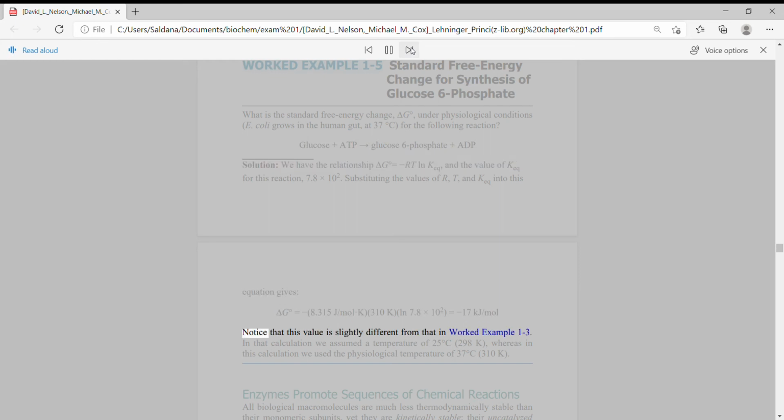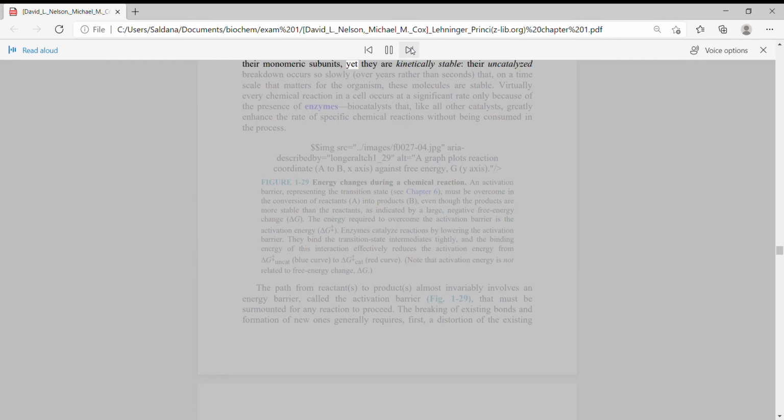Notice, enzymes promote sequences of chemical reactions. All biological macromolecules are much less thermodynamically stable than their monomeric subunits, yet they are kinetically stable. Their uncatalyzed breakdown occurs so slowly, over years rather than seconds, that, on a time scale that matters for the organism, these molecules are stable.